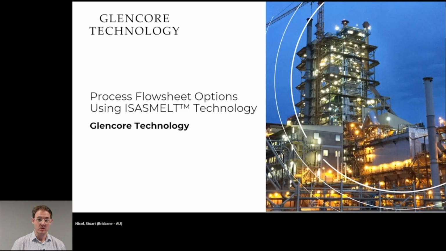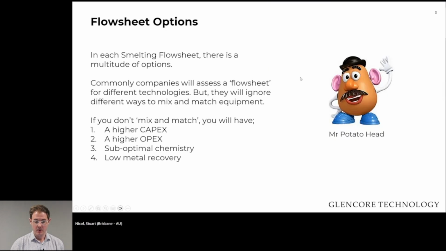As mentioned, I'm Stuart Nicol and I'll be giving the webinar today, and this particular one's on process flowsheet options using Isasmelt technology. So first up, this is a common question we get asked. Clients commonly say, hey, can you give us a flow sheet? What's your standard flow sheet? But the problem is there's no real standard flow sheet for a copper smelter. A lot of the time, most smelters, copper smelters, lead smelters, they're customized for every specific location. So it's important to take this into consideration. There's not a standard one.